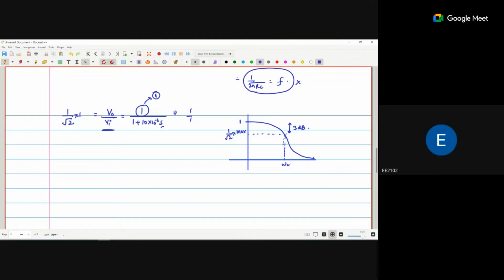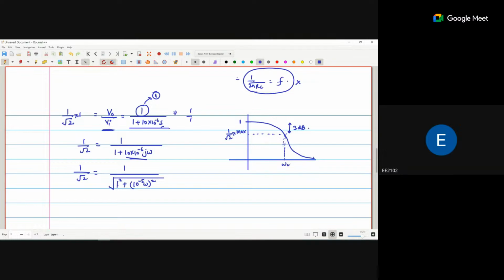So what you have to do: 1 upon root 2 is equal to 1 upon the magnitude of this term. How do we calculate the magnitude? It is a complex term, so it is the root of the real component squared plus the imaginary component, 10 raised to power minus 5 omega, whole squared.